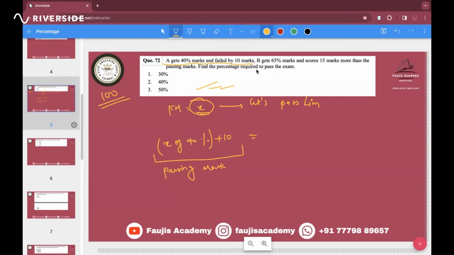And now you have also been given another condition. How will it work out? B gets 65% of marks, X of 65%, and scores 15 marks more. Since he scored 15 marks more, in order to bring him down to the passing mark, to that level, we'll have to minus 15.